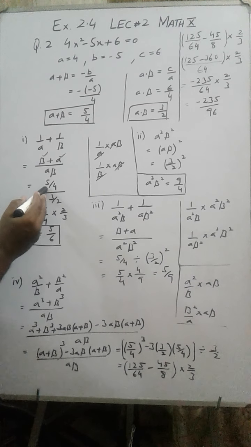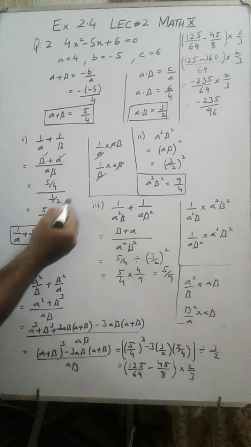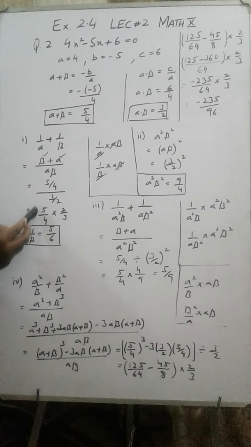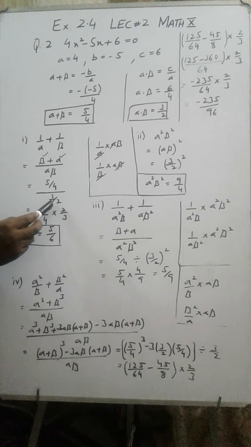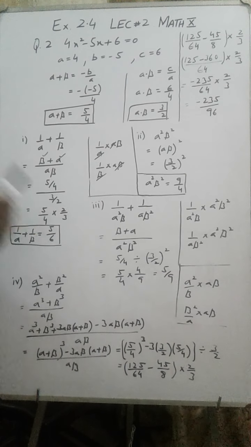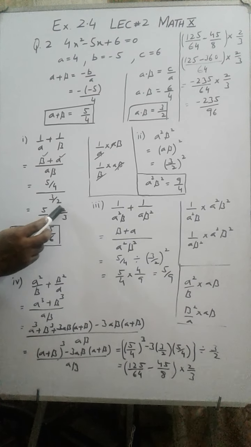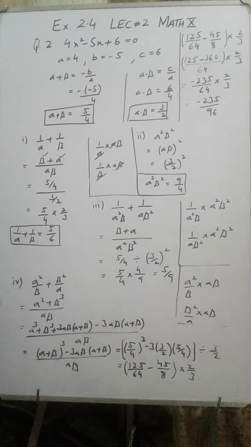Alpha plus beta is 5 over 4 divided by alpha into beta is 3 over 2. So 5 over 4 as it is. This division is changed by sign of multiplication and you will write its reciprocal. It will become 2 over 3. 2 1 times, 2 2 times. So here it is left 5. Here you have 2 1 times, so 2 2 times. Here it is 2. So 3 into 2 6. So this is the answer.